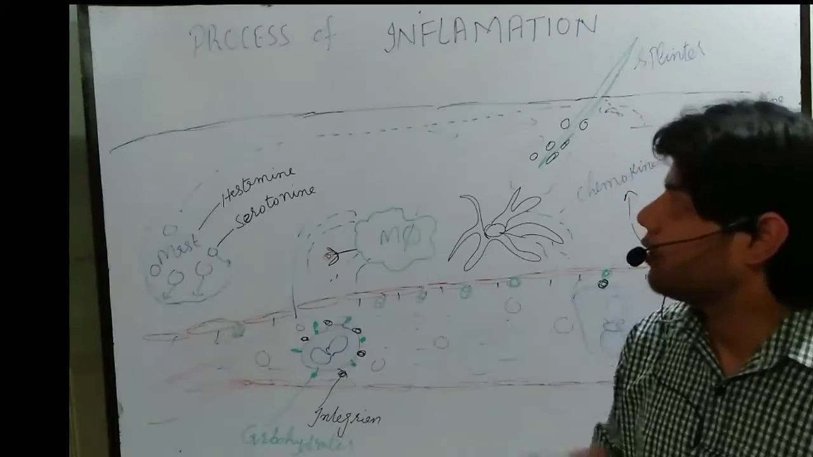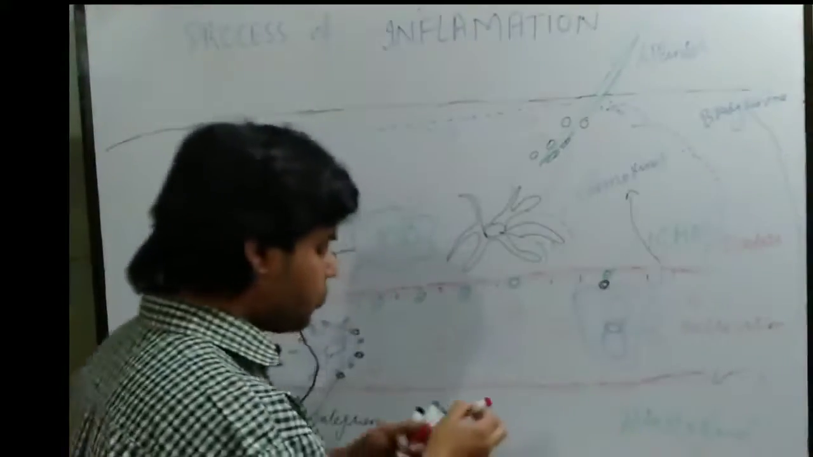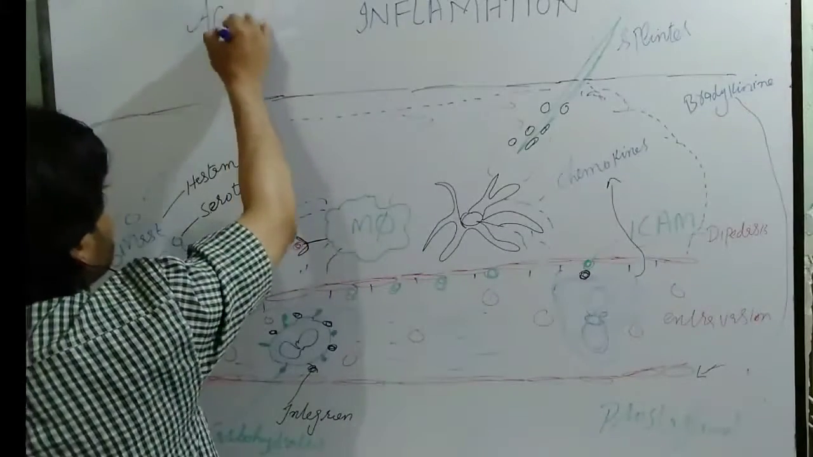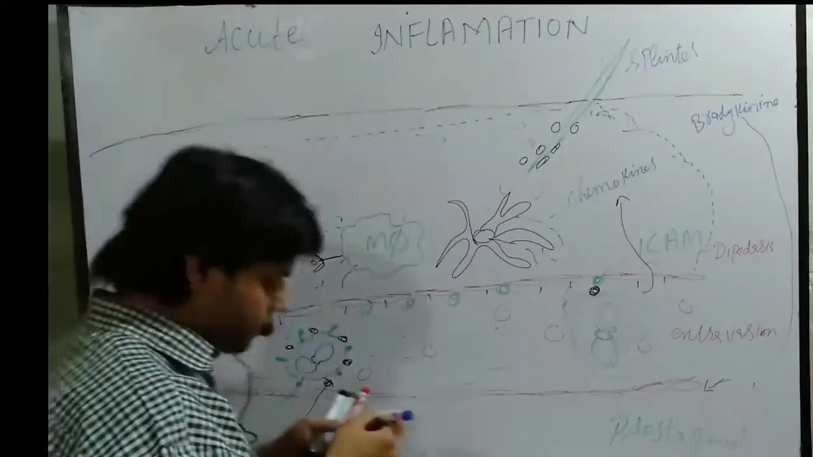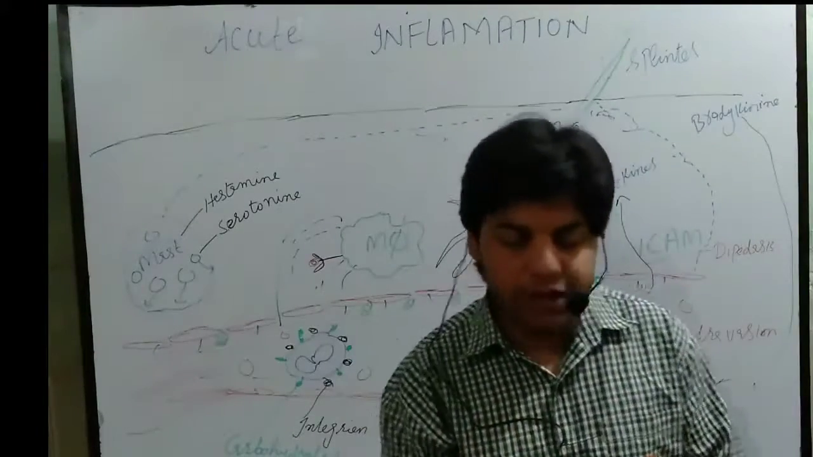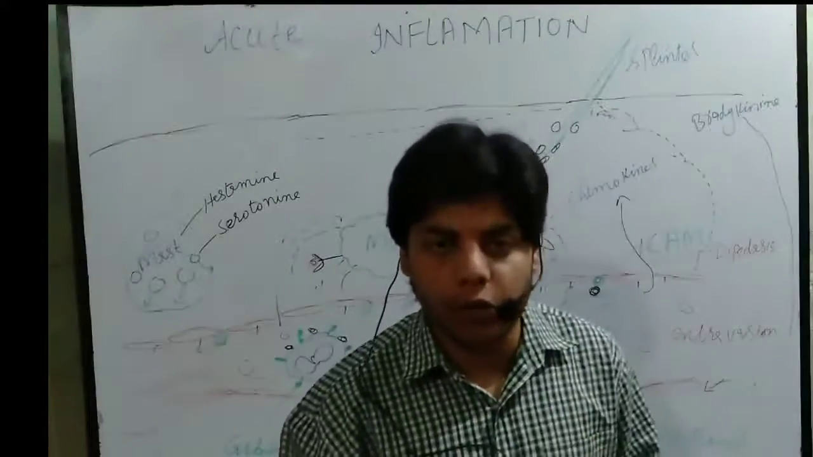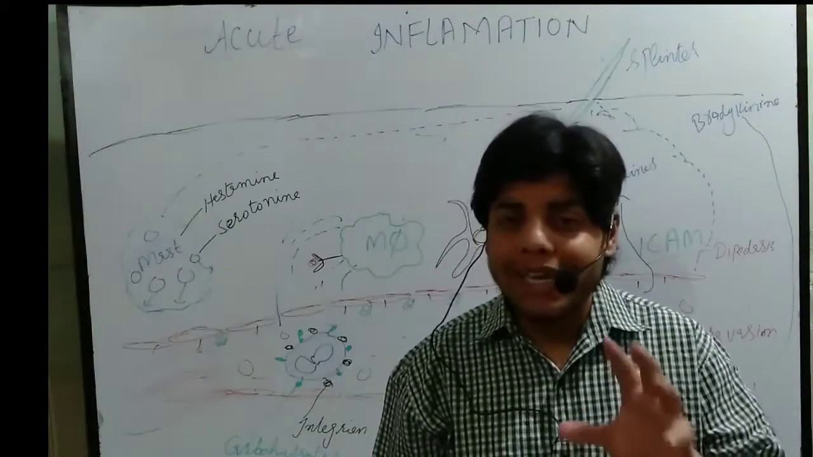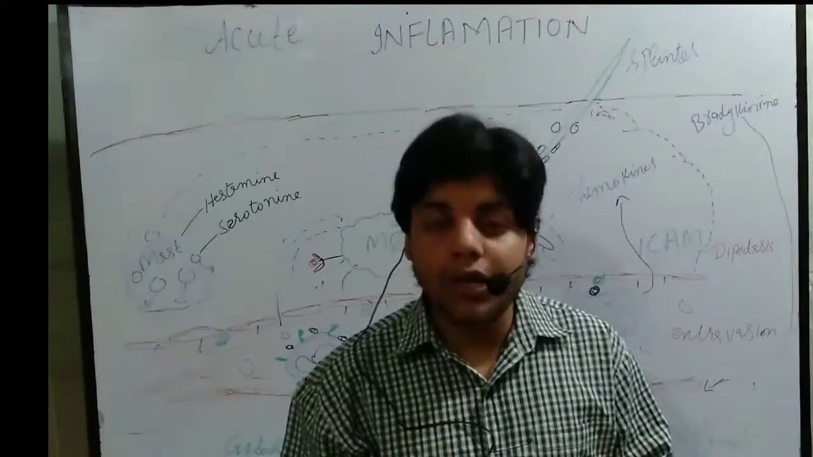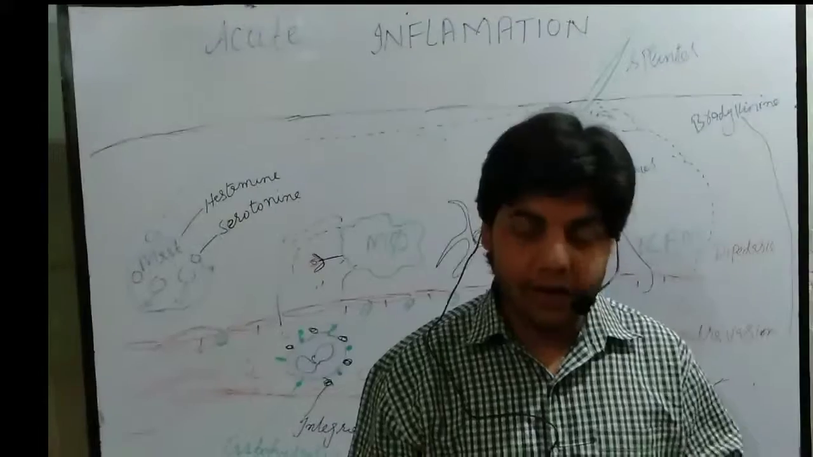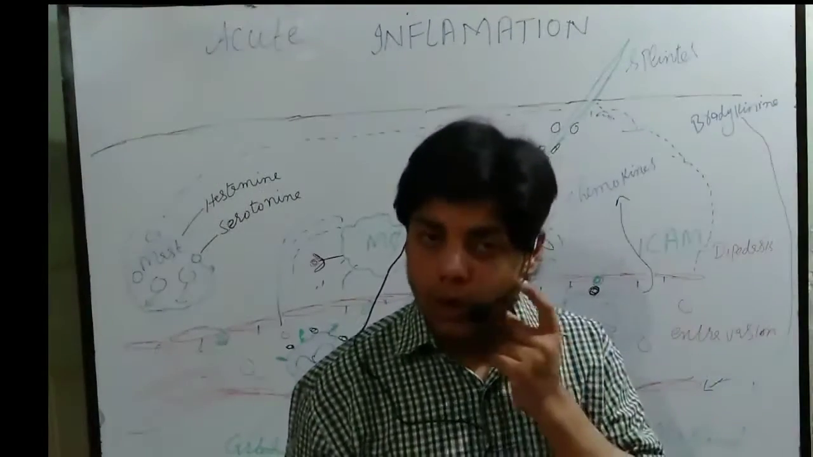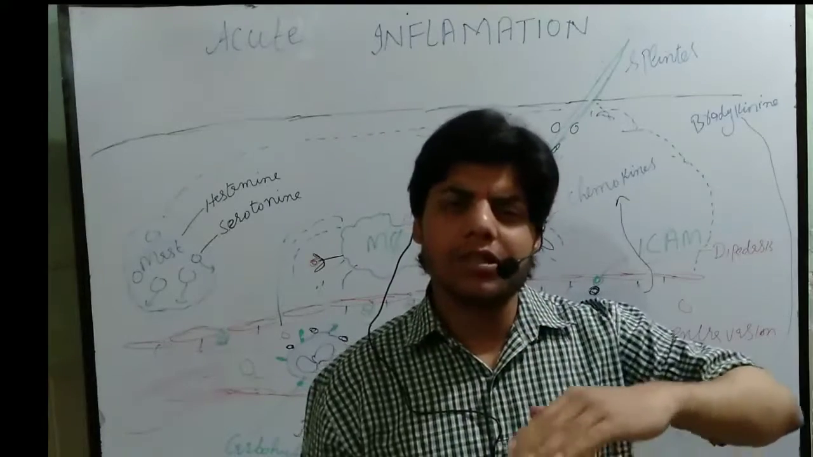Now let's start with acute inflammation. First of all, let me write acute inflammation here. Now what actually happens in case of acute inflammation? First of all, let me define acute inflammation. Acute inflammation is the first phase of wound healing. It usually occurs within a second, within a minute, within an hour, or within a few days, but it does not take weeks. It is usually activated immediately.